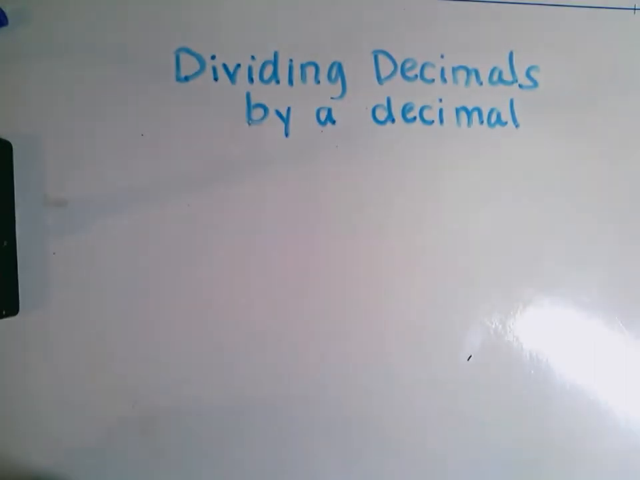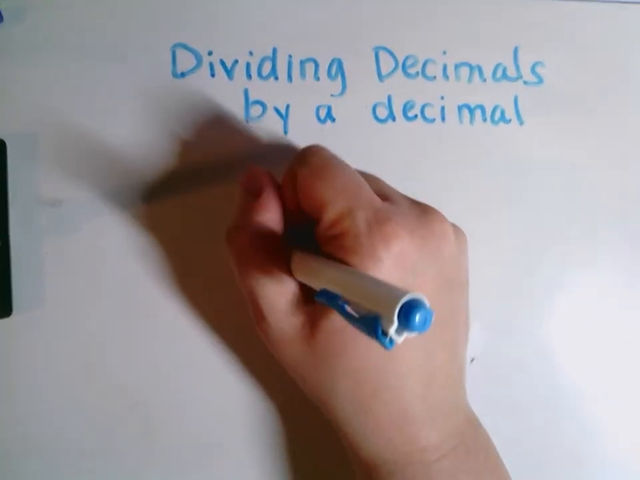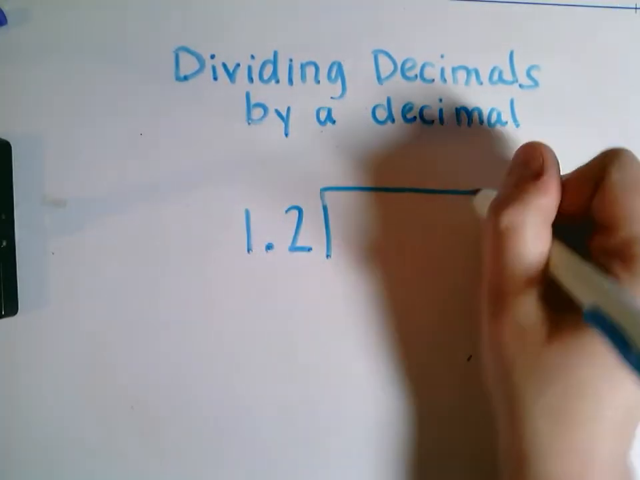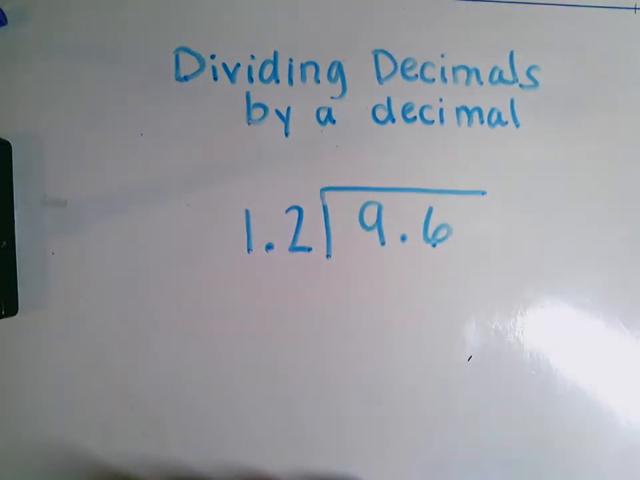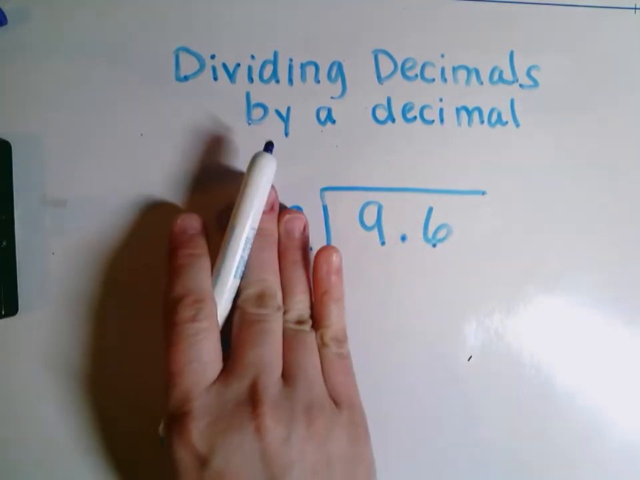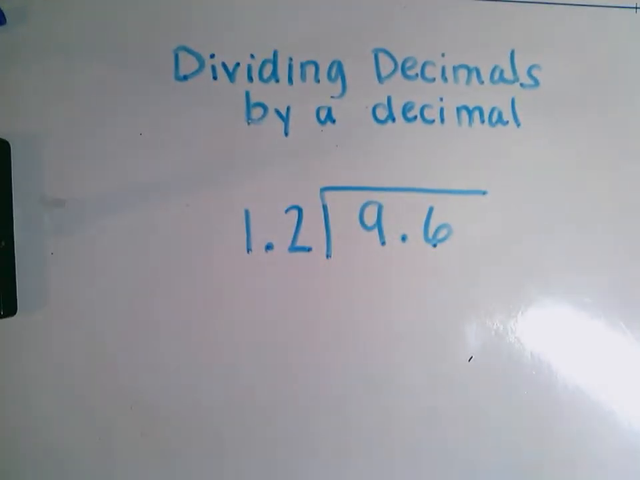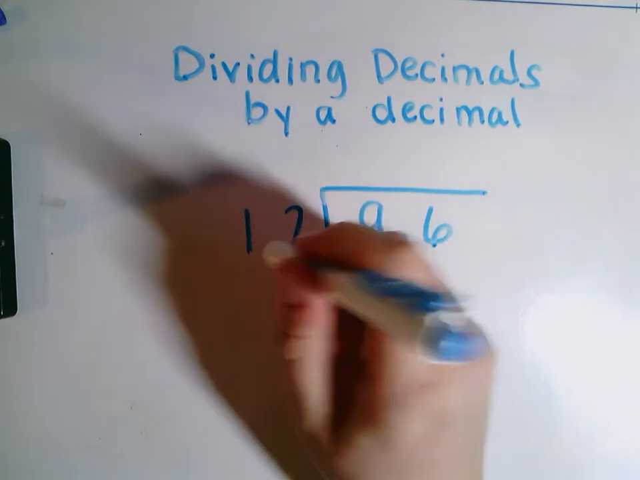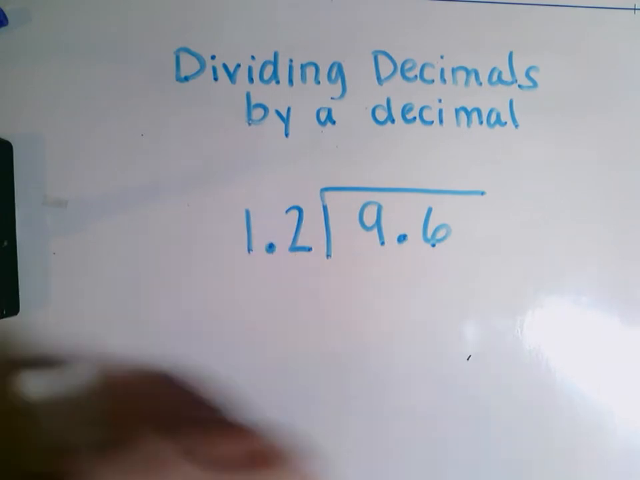So let's practice with the problem 9 6/10 divided by 1 2/10. Normally if this did not have a decimal, we would just put our decimal point right up into the quotient before we start. However, instead of dividing by a decimal, we're going to multiply both of these numbers by 10. And we're going to move our decimal point over until we have a whole number in our divisor.